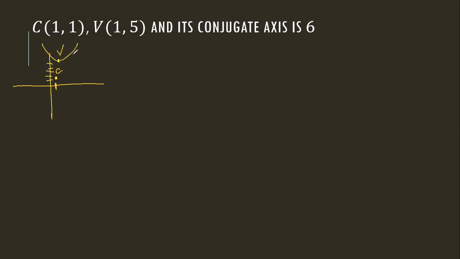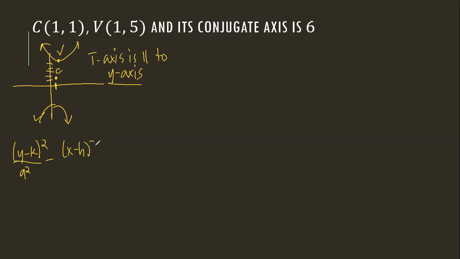So probably, pag ganito ang itsura ng ating graph, ibig sabihin, ang ating transverse axis is parallel sa y-axis. Parallel kay y-axis, we have to use y minus k square over a square minus x minus h square over b square equals 1. So next, from the center, which is 1, 1, to the vertex 1, 5, dito pa lang makikita na natin yung value ng a.